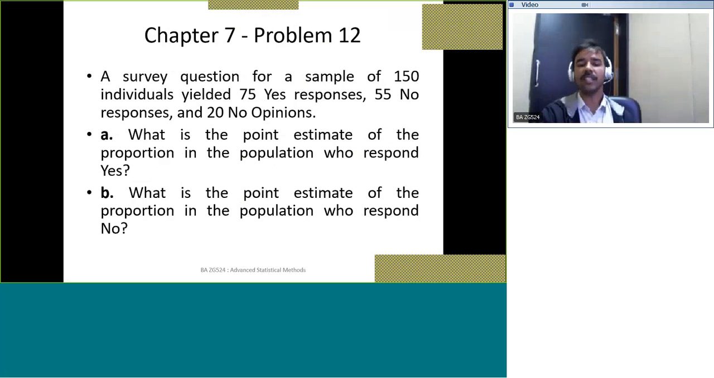I'll go to question number 12. A survey question for a sample of 150 individuals yielded 75 yes responses, 55 no responses, and 20 no opinions. What is the point estimate of the proportion in the population who respond yes? To estimate a population proportion, what do we do? We use a sample proportion. Now tell me, what is the sample proportion of yes? It is 75 by 150.